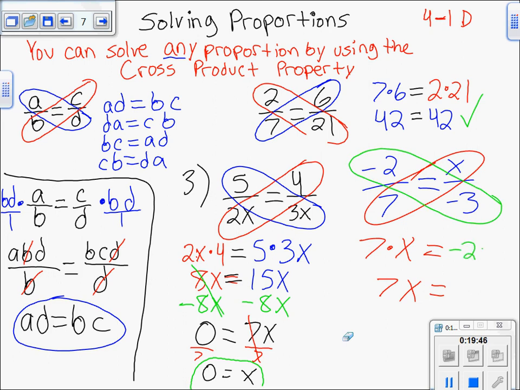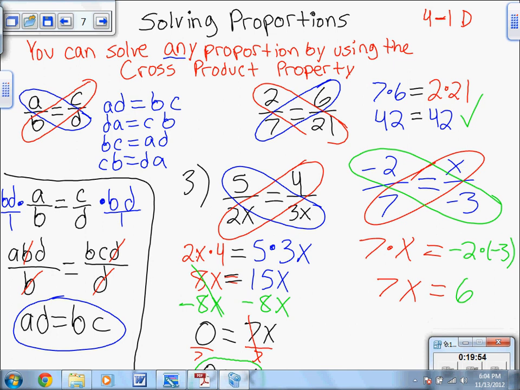Now let's do it in the other direction. So negative 2 times negative 3. Well, negative times a negative, that's a positive. 2 times 3, that's 6. So we have 7x equals 6. We're going to divide both sides by 7 to get rid of that coefficient. So those cancel. And we're left with x equals 6 over 7. 6 over 7 is a fraction.